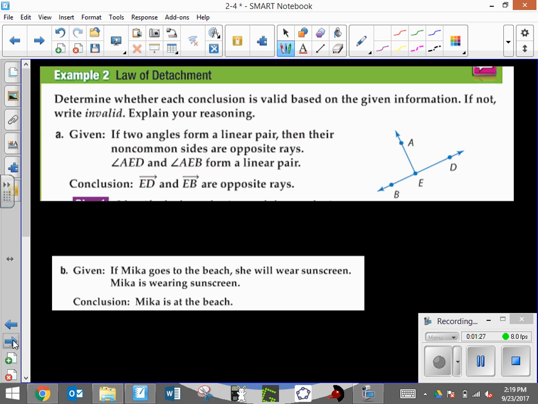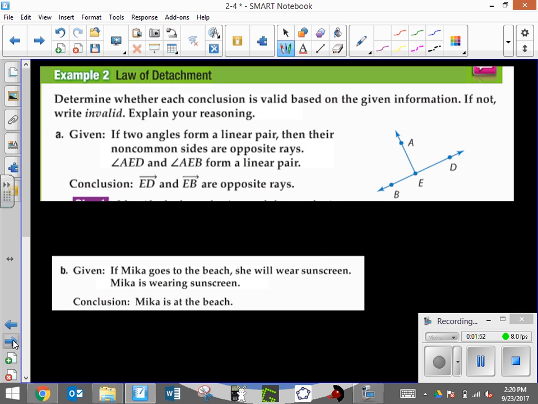So our actual examples here: determine whether each conclusion is valid based on the given information. If not, write invalid. So letter A, given: if two angles form a linear pair, you can see that from the picture over here, BEA and AED, those angles form a linear pair, then their non-common sides are opposite rays.